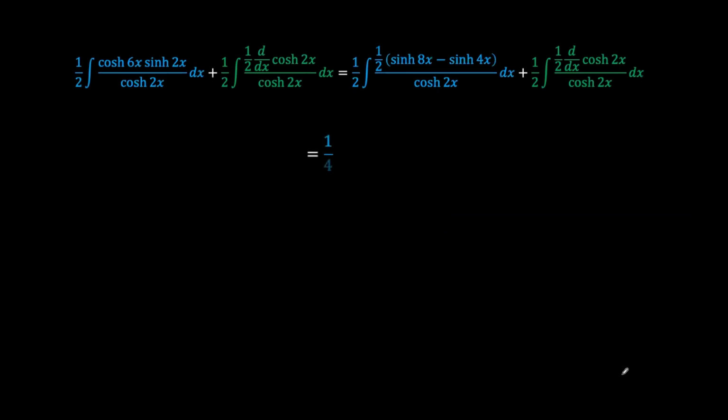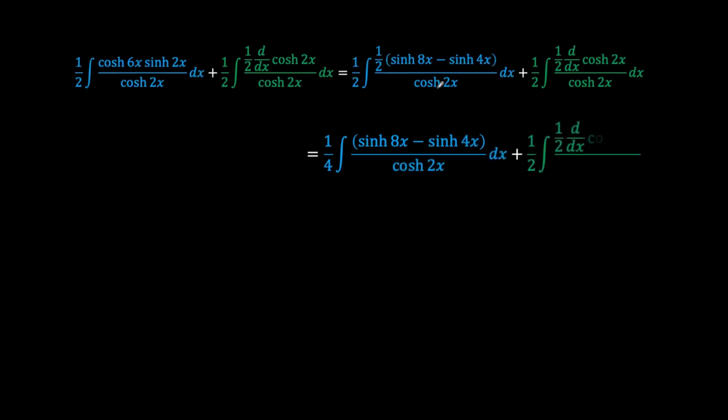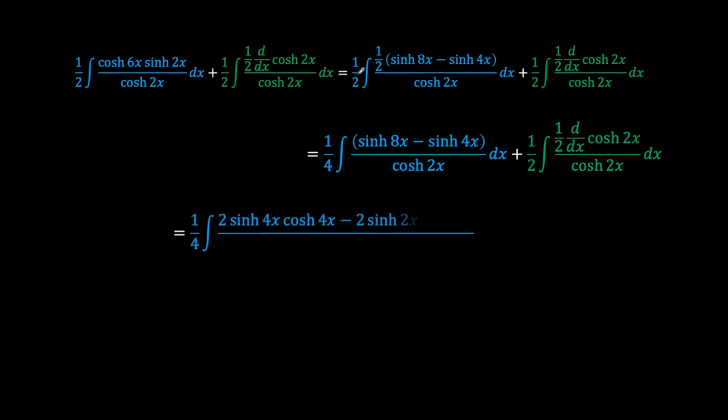So plugging that into our integral, in place of cosh 6x and sinh 2x, we have half of (sinh 8x minus sinh 4x), and then keeping the denominator as it is. What that means is that we have a quarter, because this half goes out, we have a quarter of 2 sinh 8x minus sinh 4x.